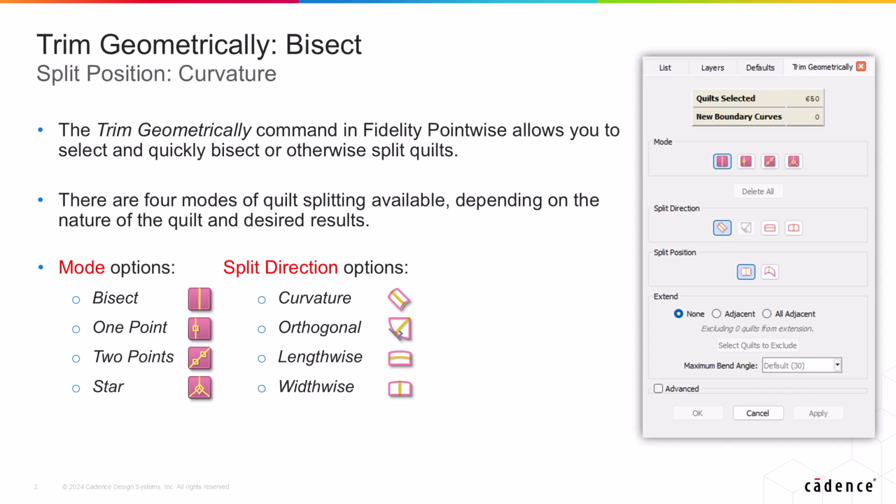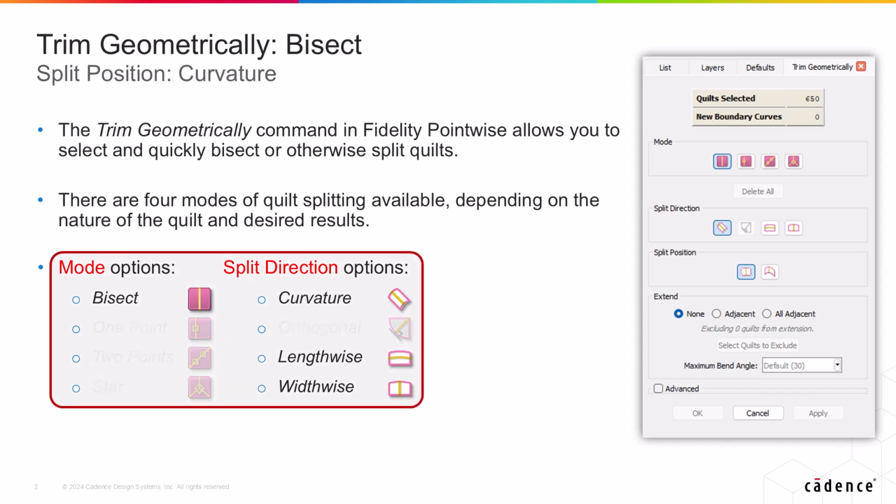In such cases, if the hard feature edges are not already available at the desired location, the user would have to create these edges manually. But the Trim Geometrically feature can automate this process for you by allowing you to quickly bisect or otherwise split the quilts. There are 4 trim modes in the Trim Geometrically command, which can be used depending on the nature of the trim operation that's intended.